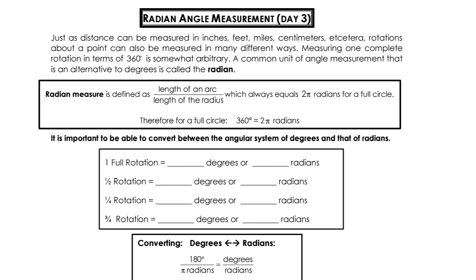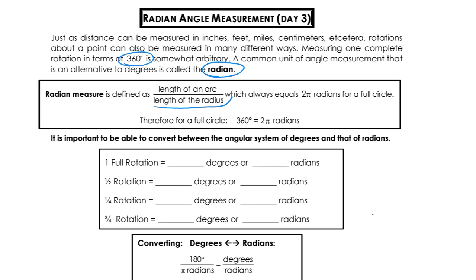All right, guys, we are on day 3 notes of Unit 11, and we're going to talk about radian angle measurement. We love right now to measure our angles in degrees. It's great when it's 360 degrees, and we know what that means. And we know what 90 degrees looks like, and we know what 180 degrees looks like. But a lot of times in trig, they use radian measure.